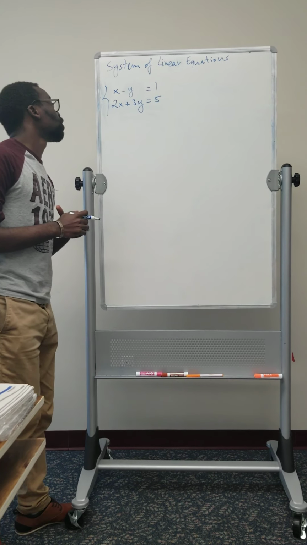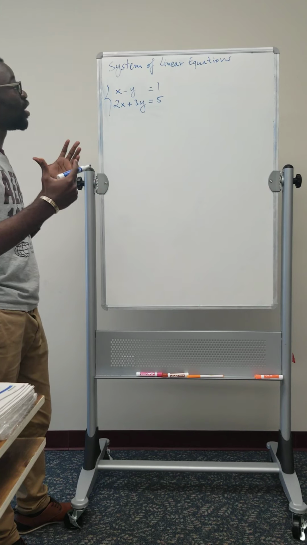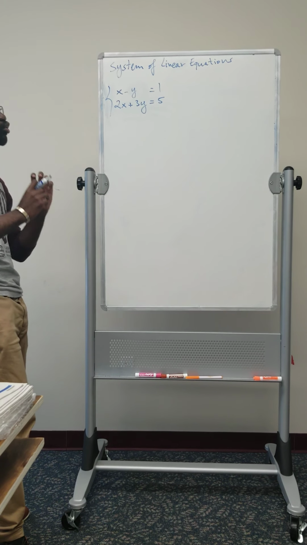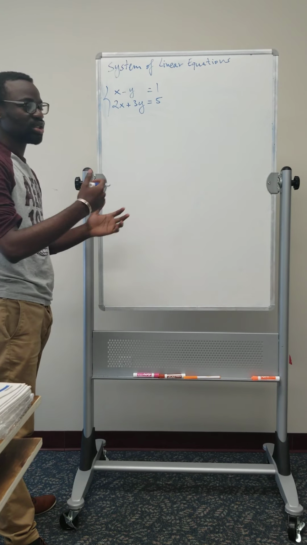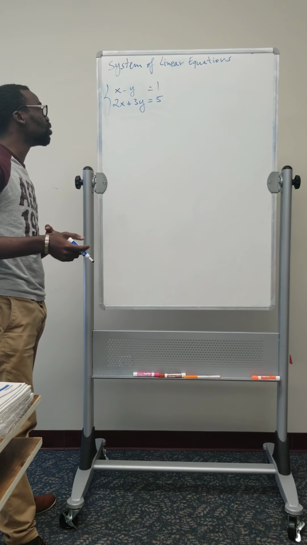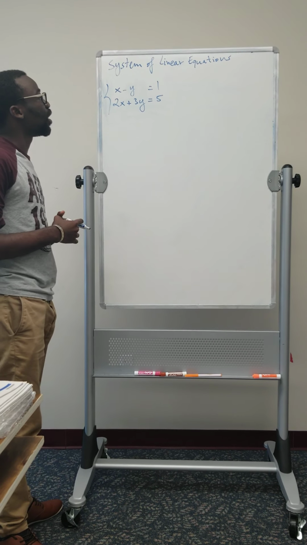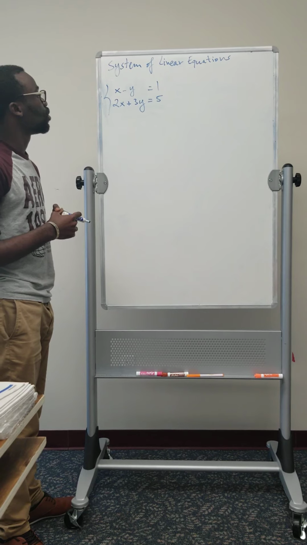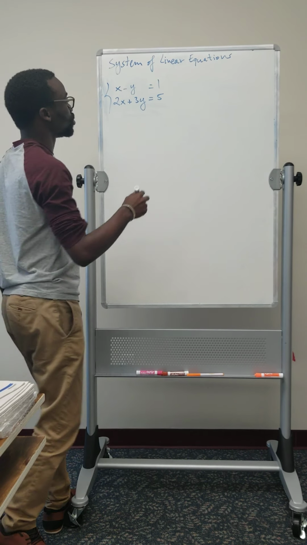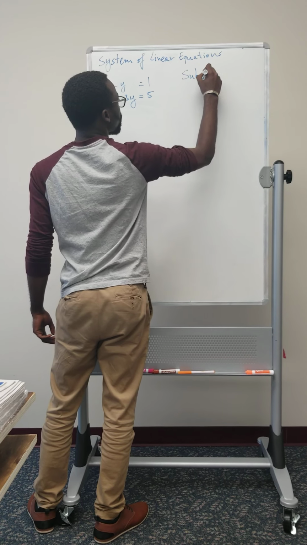Okay, today we will talk about system of linear equation. Basically, a system of linear equation is a set of two or more equations. And the goal is still the same. You're looking for the unknown, in this case, which are x and y. So there are many methods that you can use. But the first method we will talk about is by substitution method.